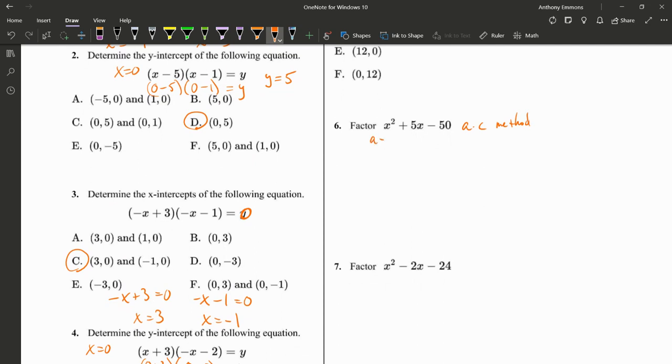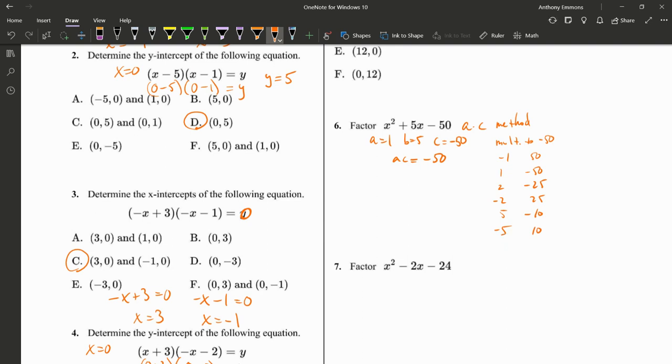All right, as far as factoring goes, we have been using, for trinomials, the AC method. All right, folks. A equals 1, B equals 5, C equals negative 50. We've then been multiplying A times C, in this case negative 50. So we're now trying to find two numbers that multiply to negative 50, like negative 1 and positive 50, positive 1, negative 50, 2, negative 25, negative 2, positive 25, 3, no, 4, no, 5, negative 10, negative 5, positive 10.